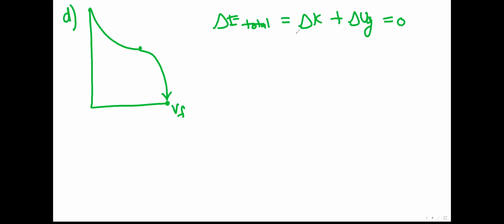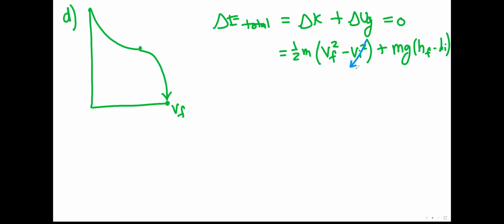And we now have the delta K, that's going to be half m v final squared minus v initial squared. V initial squared is 0. And then we have mg h final minus h initial. This time the initial is 0, and the initial height is h, right? That's where he started. But the final height is going to be 0 because now he has fallen in the water.